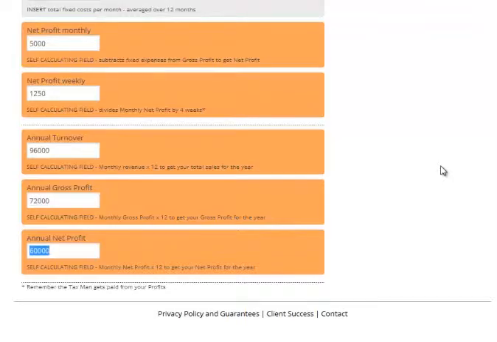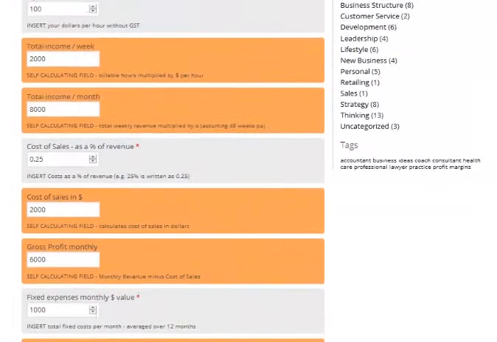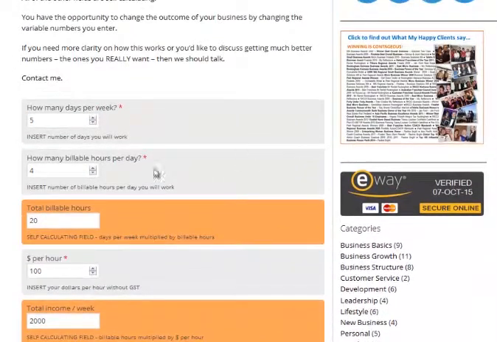That's not bad, but you are working 5 days a week. Let's see if we can do better for you. So let's assume that you're still going to work the 5 days a week. How many billable hours per day? Let's say you got more efficient or you got some help and you could actually increase those billable hours to 5 hours. Let's have a look and see what that does to your numbers.